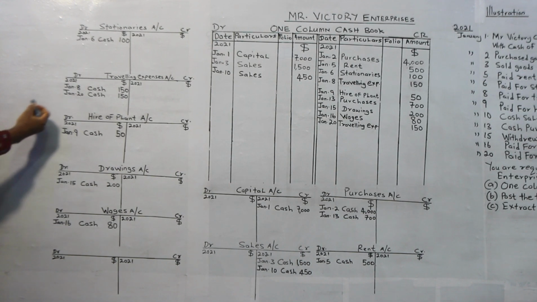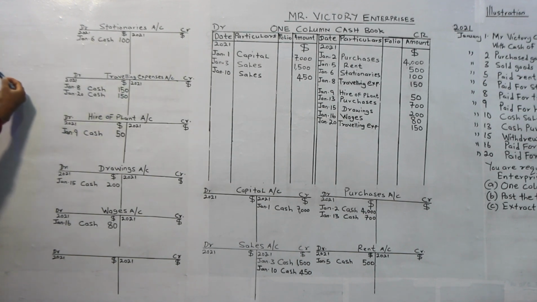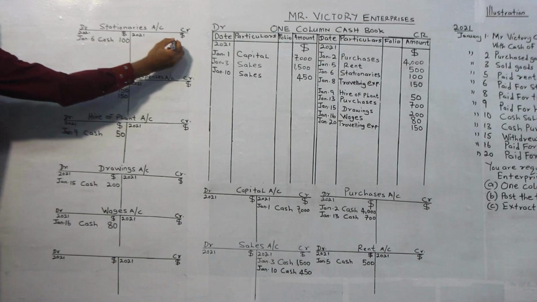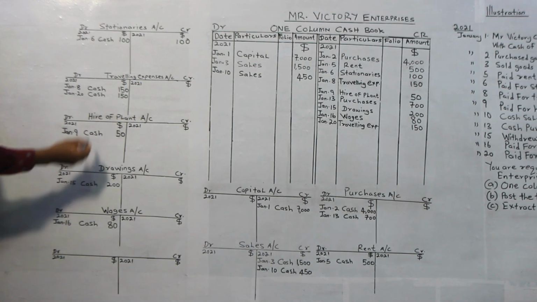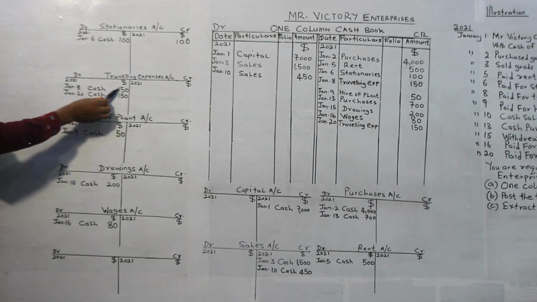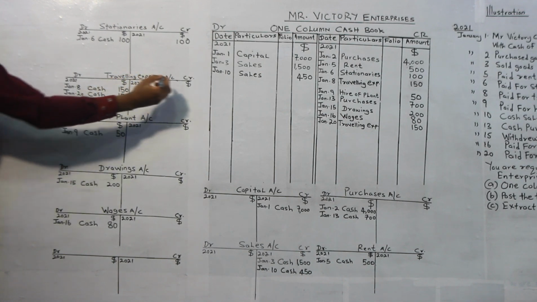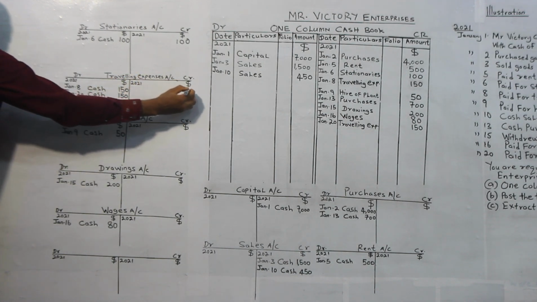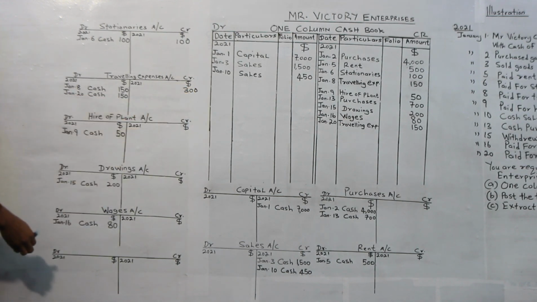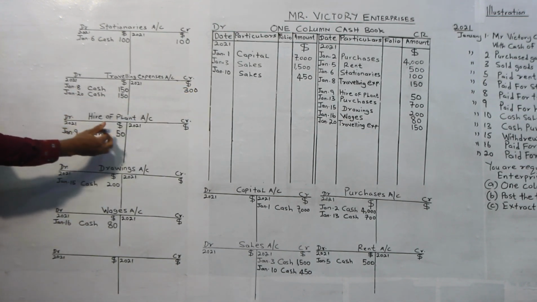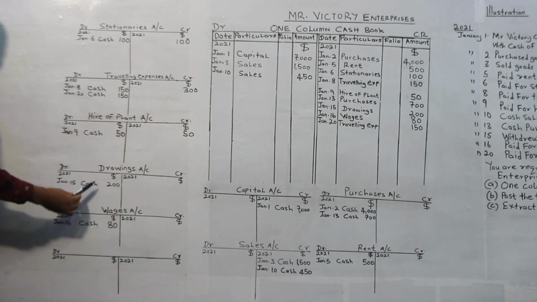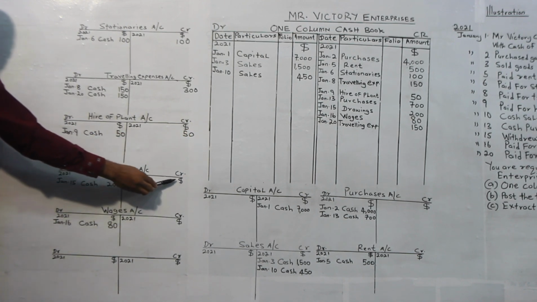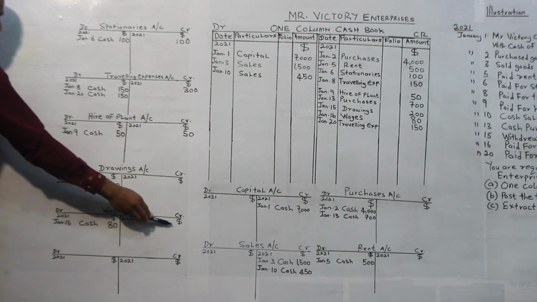Stationaries account. We have to make the two sides to be equal. Here is 100, so we also make this side to be 100. This account, traveling expenses, 150 plus 150 is 300, so we also make this side to be 300. Hire of plant account is 50. We make this side also to be 50. This one is 200. We also make this one to be 200.